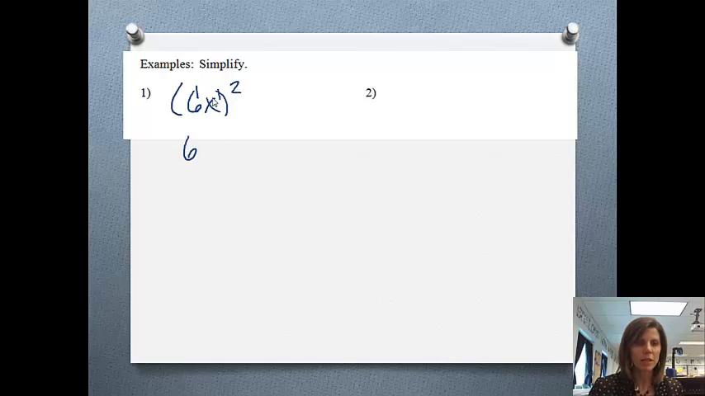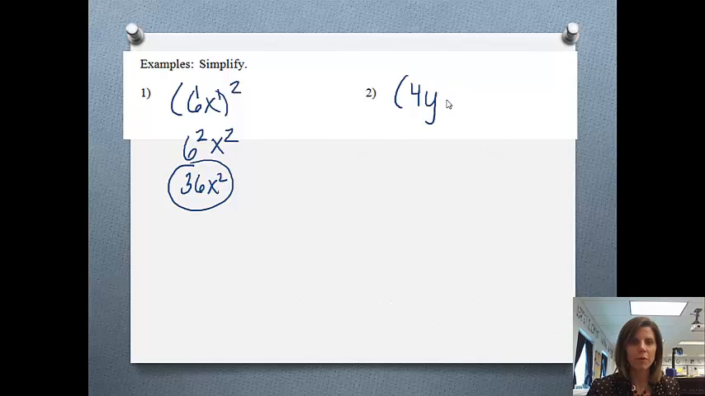So this will be 6. Remember from our other exponent rules that with a power to a power, we multiply the exponents, so 1 times 2 will be 2. And then x, 1 times 2 will also be 2. So then from here, 6 to the second power is really 6 times 6, which is 36, x to the second. And then that problem is done.